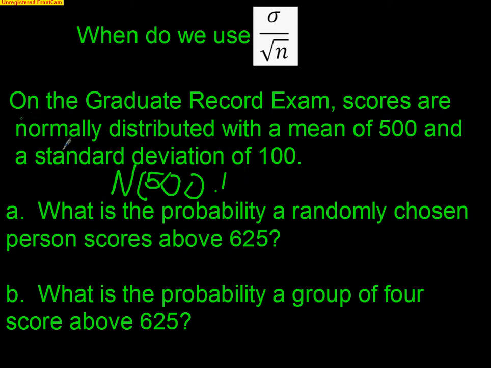A little bit of technical difficulties here. It has a standard deviation of 100. So we're going to fix this a little bit. Okay, that's beautiful. What is the probability that a randomly chosen person scores above 625? So what is the probability that a randomly chosen person scores above 625? So the probability x is greater than 625.